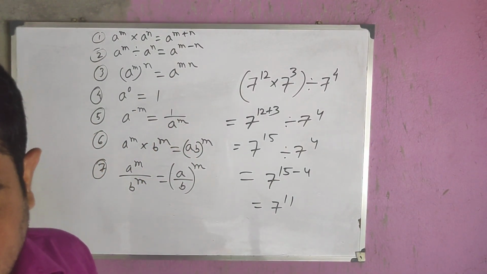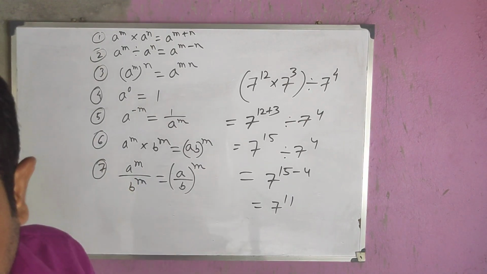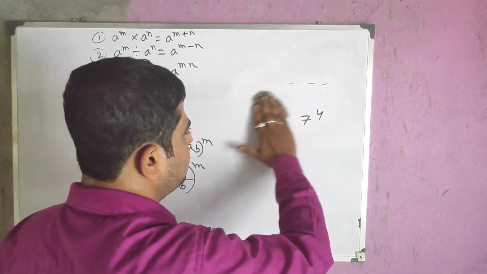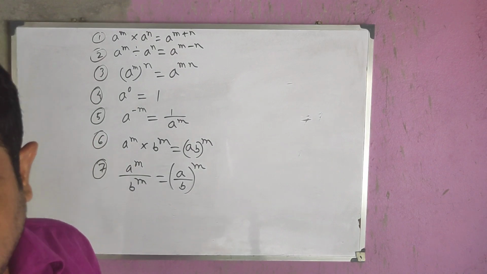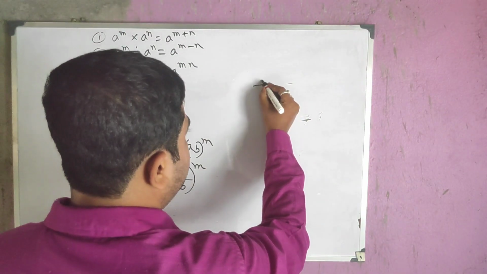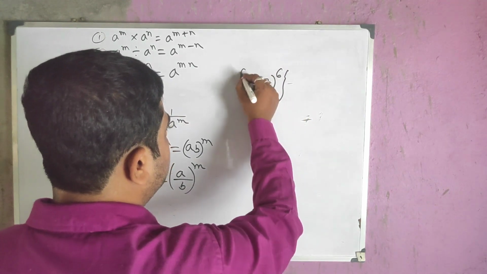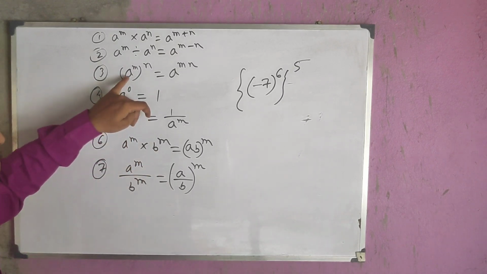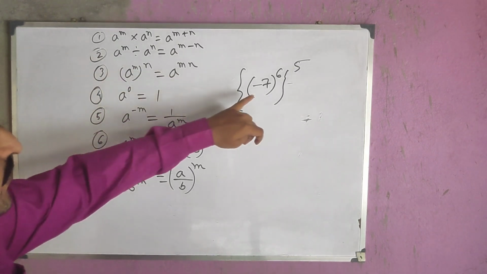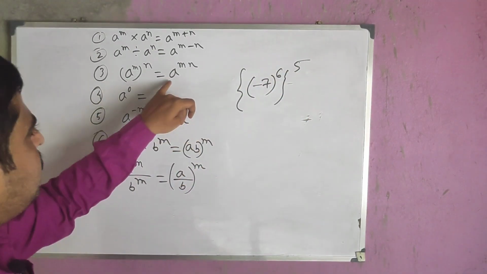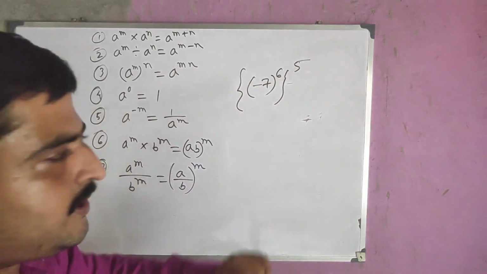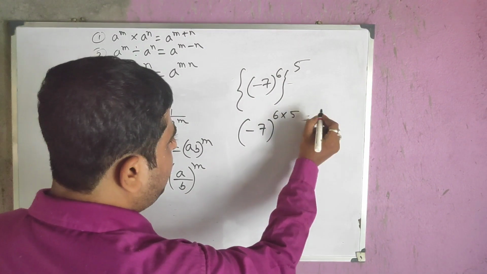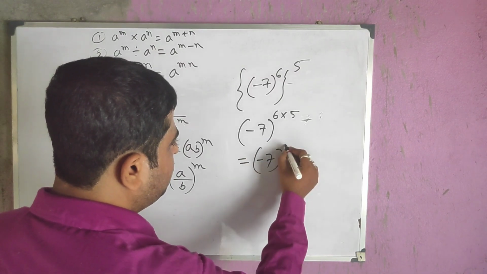Next, simplify the following in exponential form. Again same thing, only another formula will apply: (minus 7) whole to the power 6, whole to the power 5. So which type of formula is this? You see a to the power m whole to the power n. It will become a to the power m into n. So here it will become (minus 7) whole to the power m into n, so (minus 7) whole to the power 30.